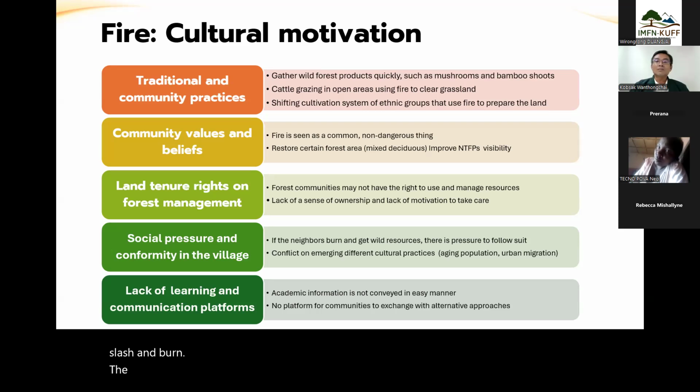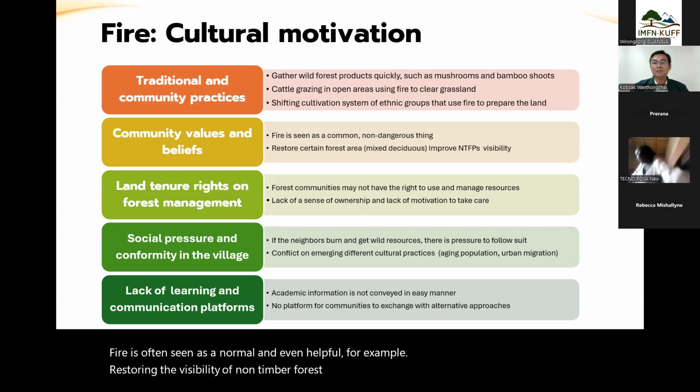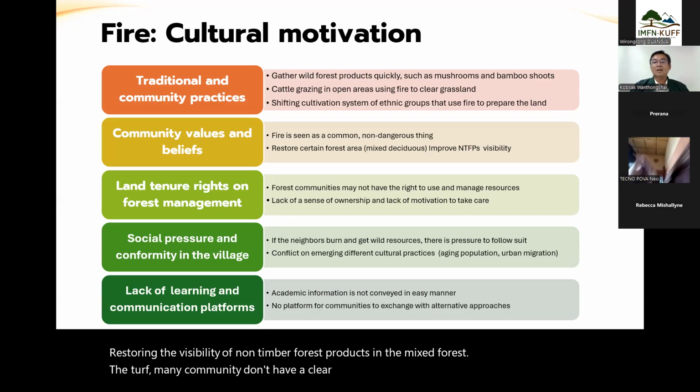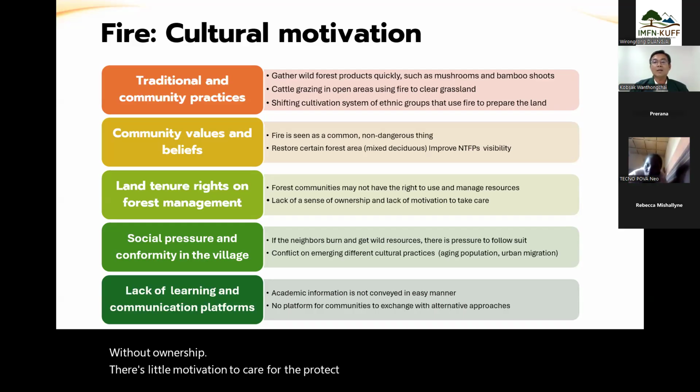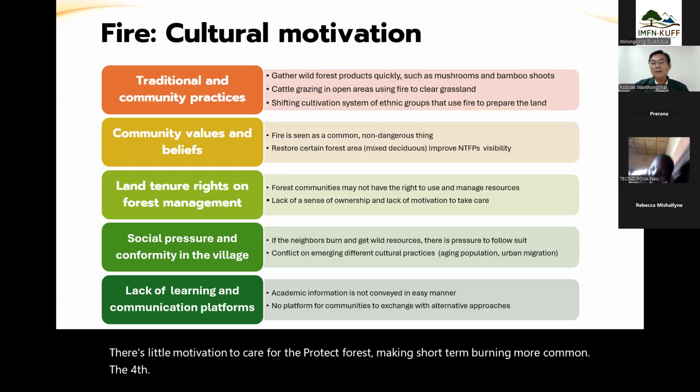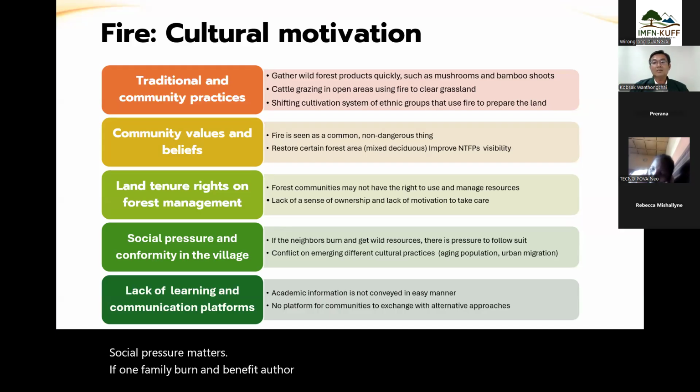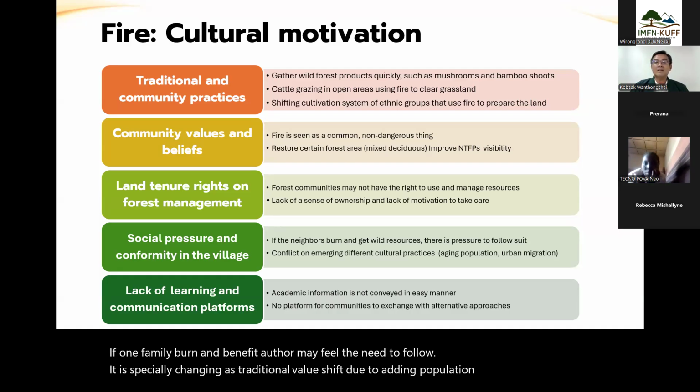The second, fire is often seen as normal and even helpful, for example, restoring the availability of non-timber forest products in the mixed forest. The third, many communities don't have clear land rights. Without ownership, there's little motivation to protect the forest, making short-term burning more common. The fourth, social pressure matters. If one family burns and benefits, others may feel the need to follow. This is especially changing as traditional values shift due to an aging population or migration.